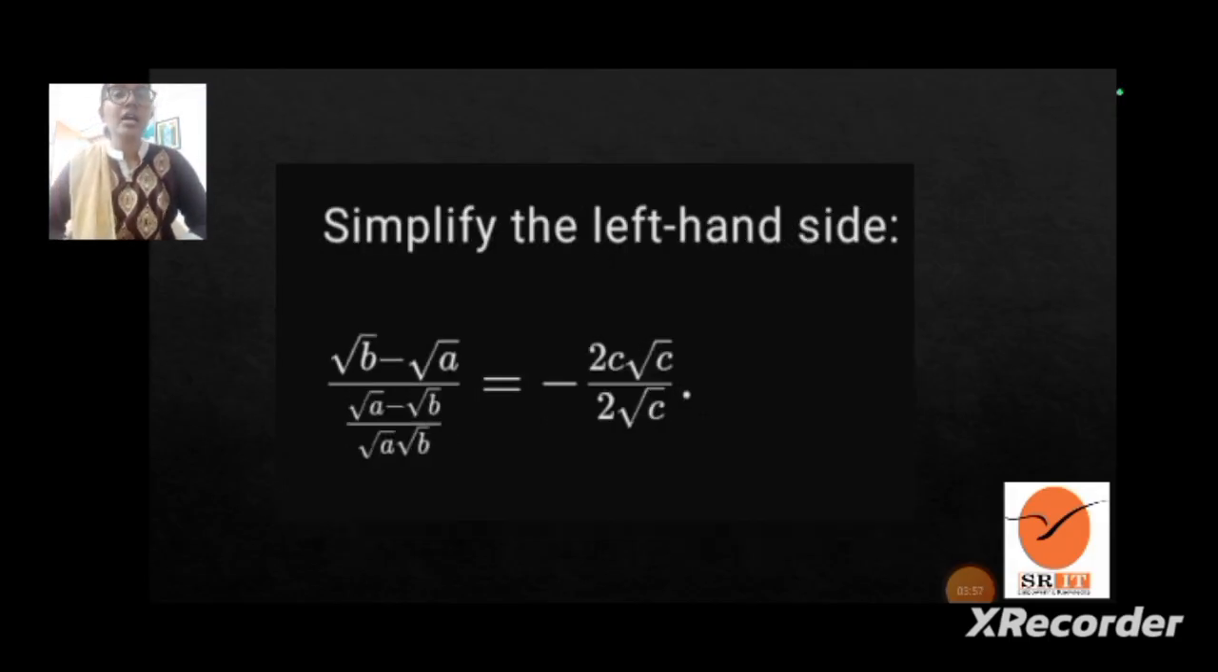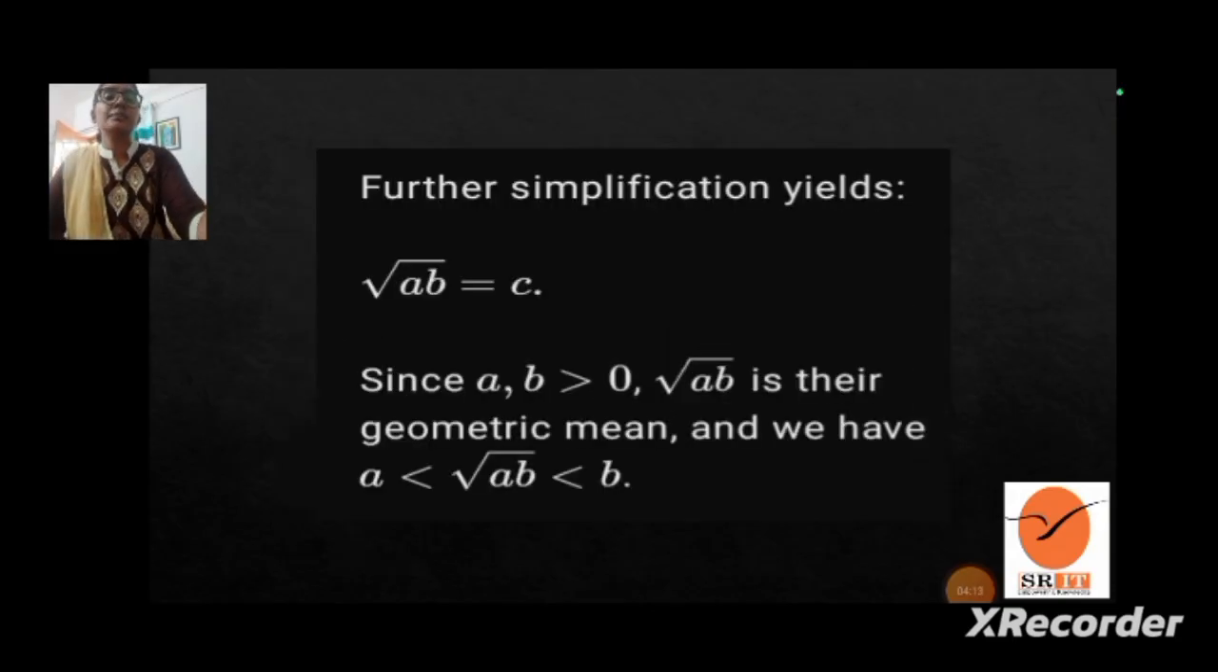Simplifying the left hand side, root b minus root a upon root a minus root b upon root ab, taking the LCM, is equal to minus 2c root c upon 2 root c. Further simplification yields root ab equals c, since a, b are greater than 0. Therefore root ab is their geometric mean. Therefore we have root ab is in the interval (a, b).